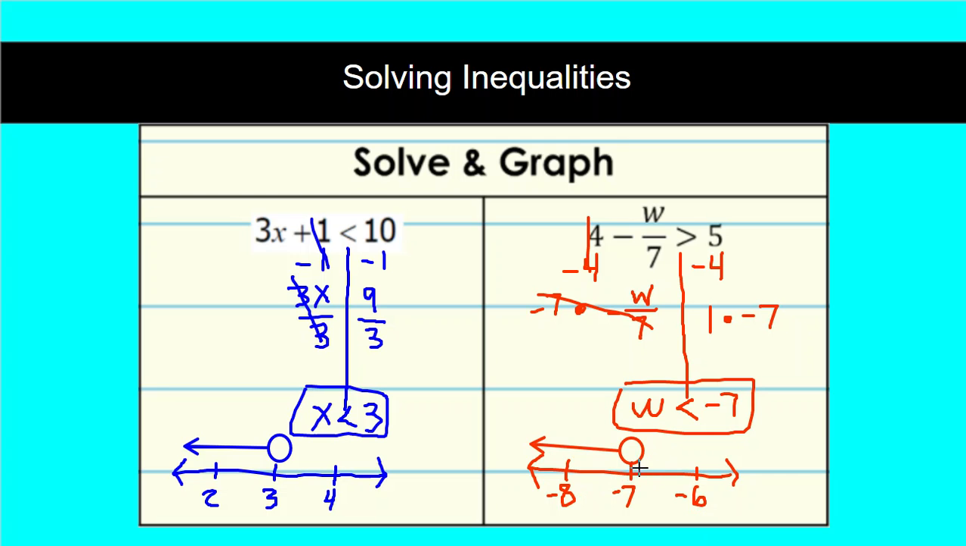So remember, inequalities have more than one answer, right? So w is less than negative 7. It literally means it can be any number less than negative 7. It can be negative 8, negative 10, negative 1 million. Any number that's less than negative 7 would work for this. Okay? So inequalities have infinite solutions.